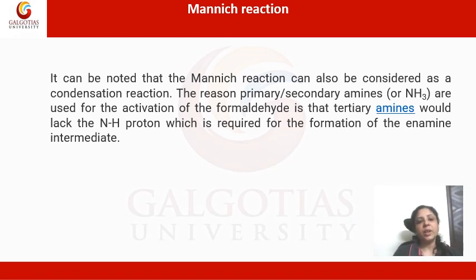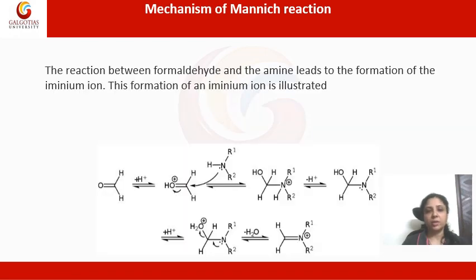It can be noted that the Mannich reaction can also be considered as a condensation reaction. The reason primary or secondary amines or ammonia are used for the activation of the formaldehyde is that tertiary amines would lack the nitrogen proton which is required for the formation of the enamine intermediate.